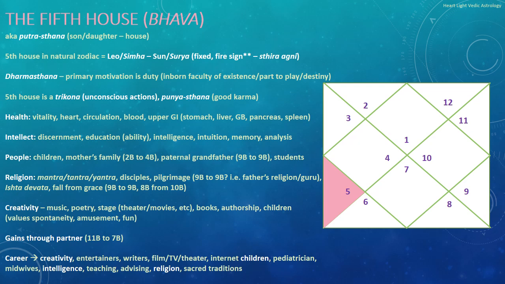So this can be the creative arts, such as music, poetry, but also Leo. Again, if we're referring back to the natural fifth house of the natural zodiac, Leo represents a stage. So especially arts that are represented on stage, such as theater, movies, film, that sort of thing. Also potentially books and authorship, and children, because children are a form of creativity, right? Creating children.